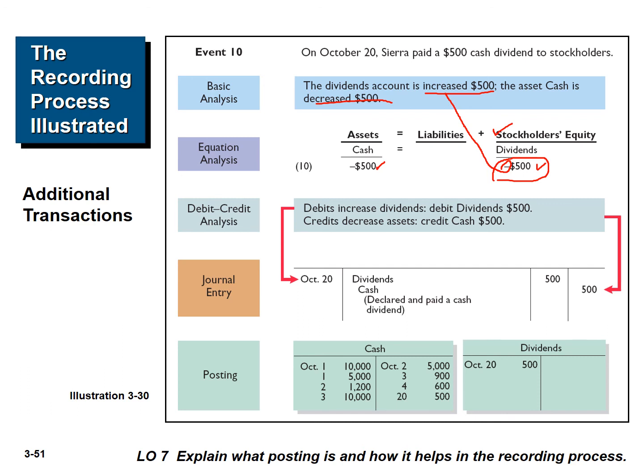So how do we increase dividends? That's with a debit. And how do we decrease an asset, cash? With the credit. So we debit dividends and we credit cash. So the dividends account is going to be recorded, posted, and the cash account is going to be posted.